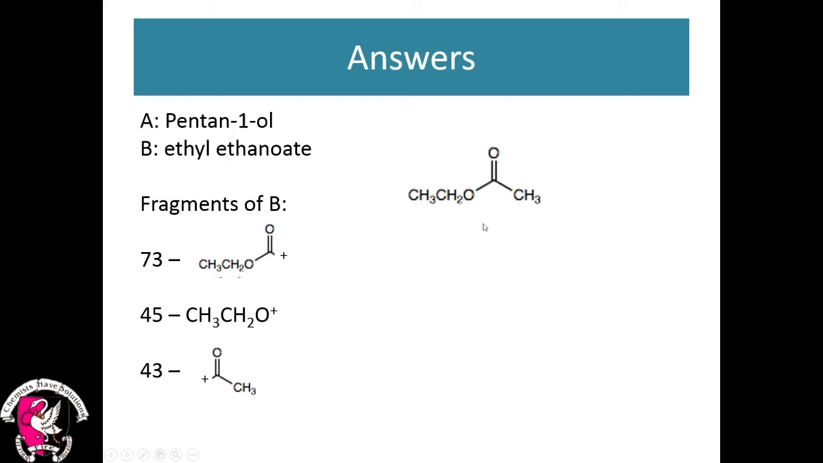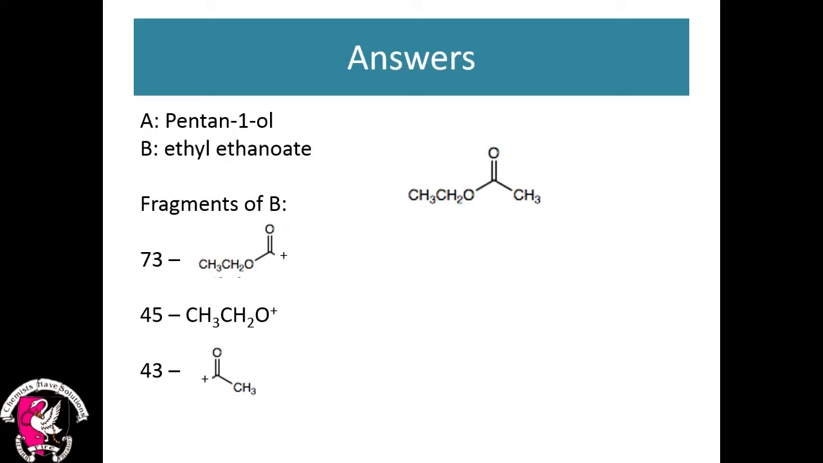Then we've got 45, which is due to this part here, the CH3CH2O, and then we finally have 43, which is due to this whole bit here. So hopefully that wasn't too difficult, and you managed to have a go at that.